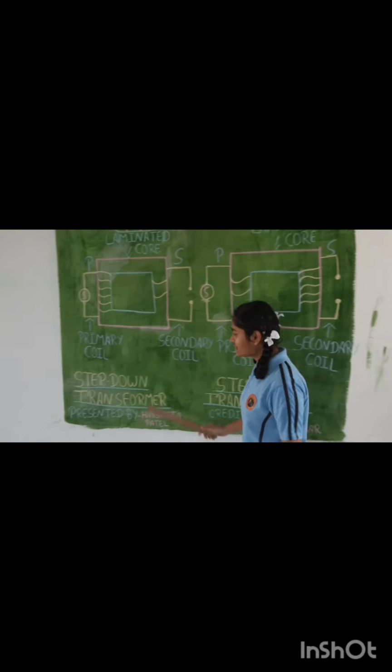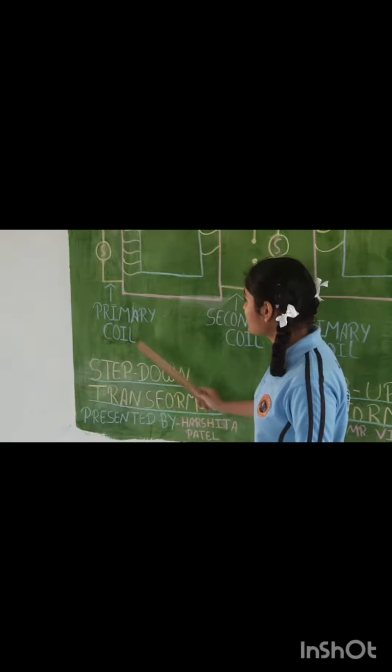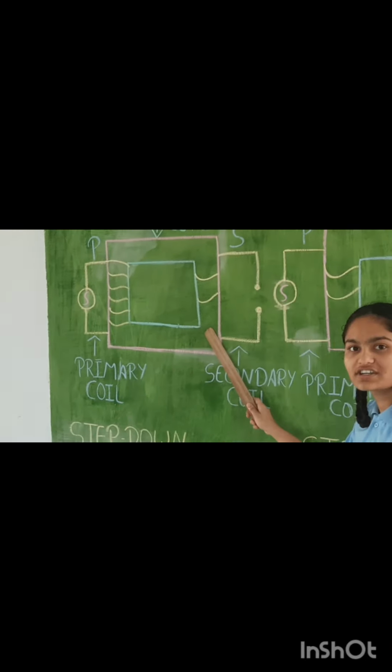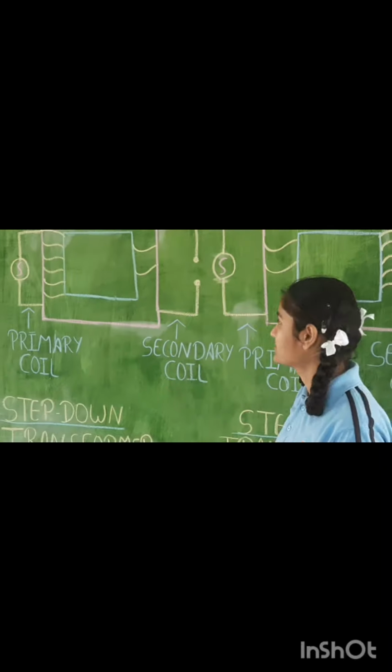Now we discuss the step down transformer. In a step down transformer, the number of turns in the primary coil is more, but the wire is thin, and the number of turns in the secondary coil is less, but the wire is thick.